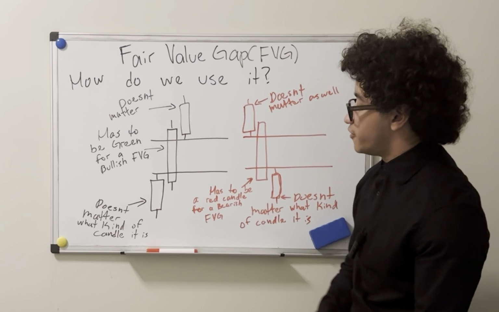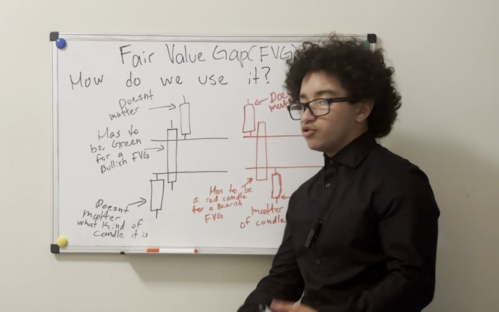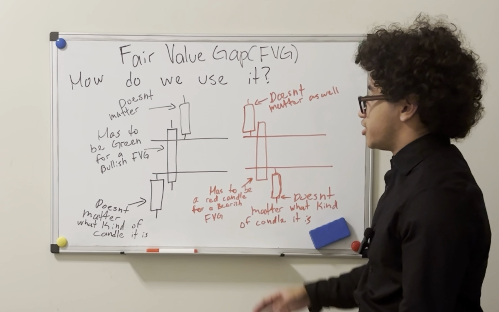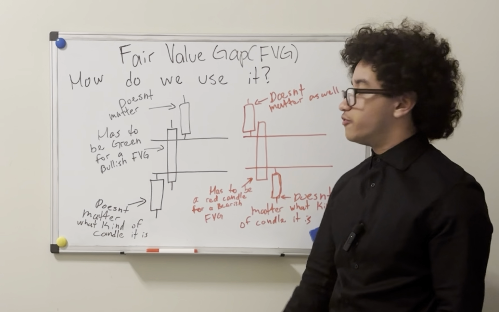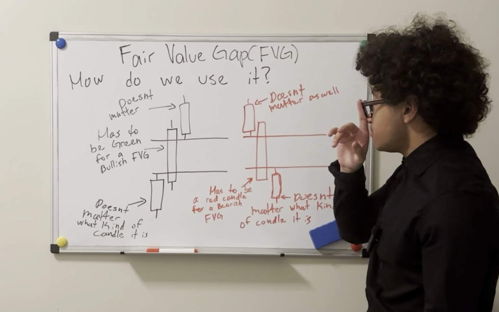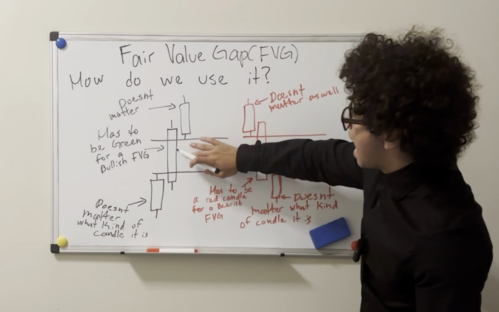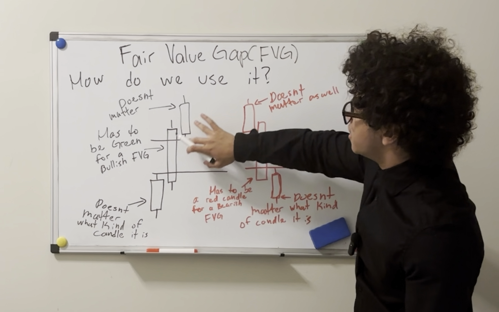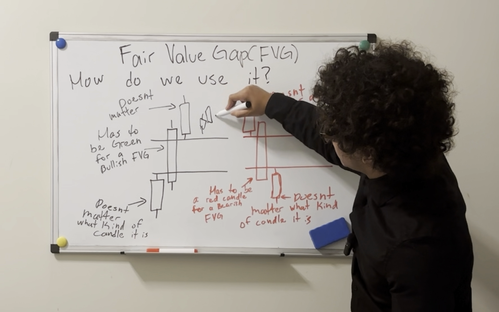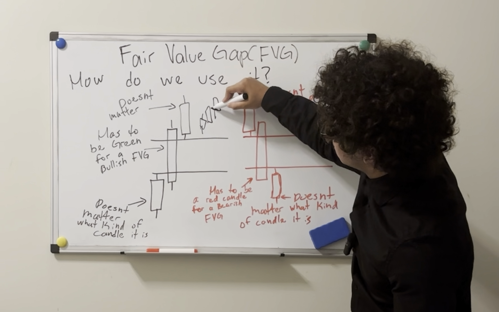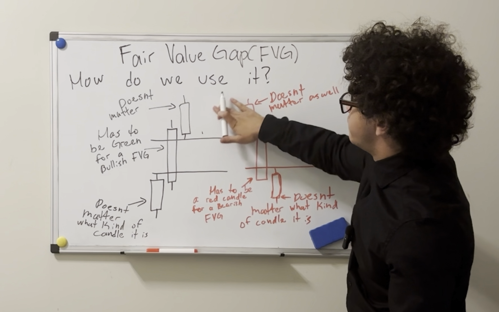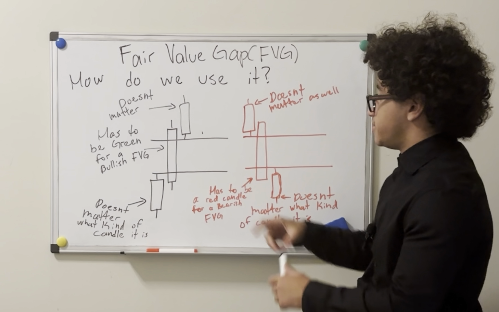You can see for the first candle, it essentially doesn't matter if it's green or red. For the third candle, it doesn't matter as well. What matters is the second candle. It has to be green in order for it to be a bullish fair value gap. And there has to be a gap between the first and third candle. It cannot just simply be like this. Notice how there is no gap in between. So this is not considered a fair value gap. There has to be a gap.